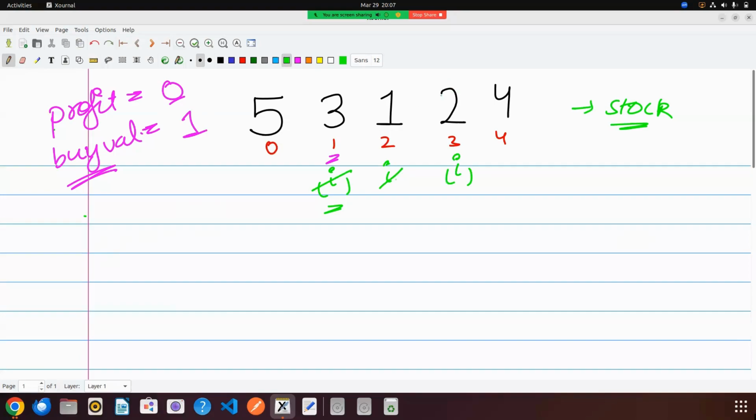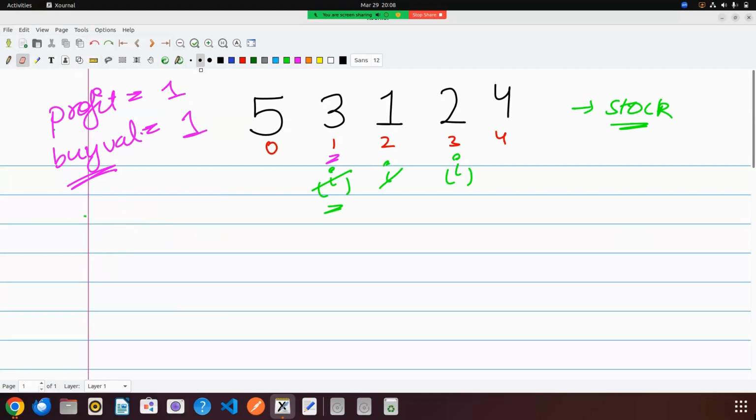Okay, on this day, let's try to calculate the profit. So the profit we can achieve on selling the stock on this day is 2 minus 1. I sold it for 2, I bought it for 1. The profit we can achieve is what? 1, which is better than this. So I'm going to update this value. Let's make it 1. Okay. And let's erase this.